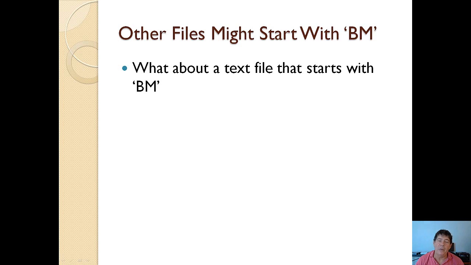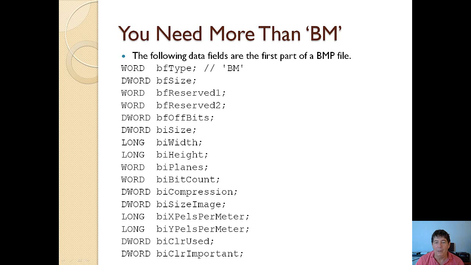So the reason that you can't count on BM is because other files might actually start with BM. BMP files don't have a lock on starting with BM. For instance, you might easily have a text file that starts with BM. So when this is the case, you're going to have to look for other ways to make sure that it's a BMP file. So right after that, these are the fields that are the first part of a BMP file.